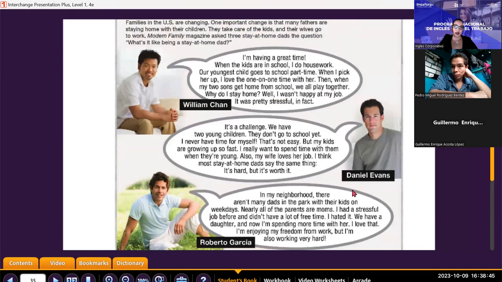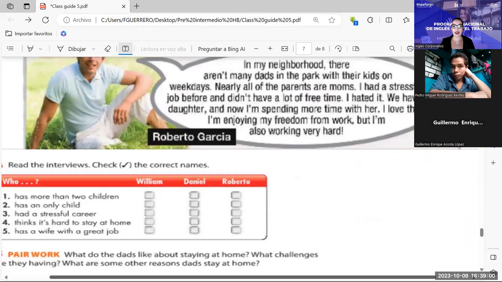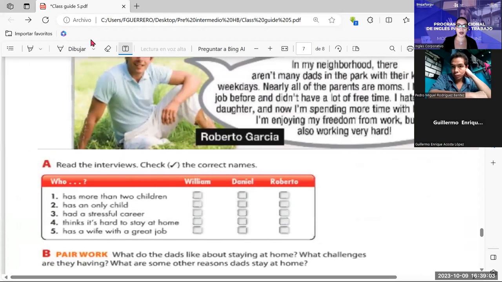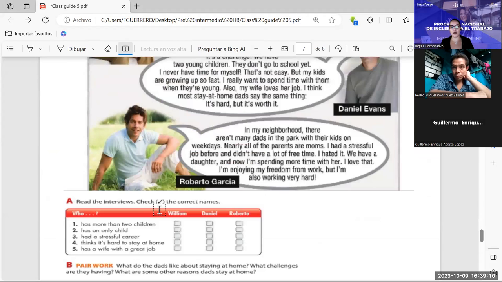Okay, now you have this reading in the class guide. You may want to read it again to check. Read the interviews and check the correct names. Who has more than two children? William, Daniel or Roberto? Who has an only child? Who had a stressful career? Who thinks it's hard to stay home? And who has a wife with a great job?